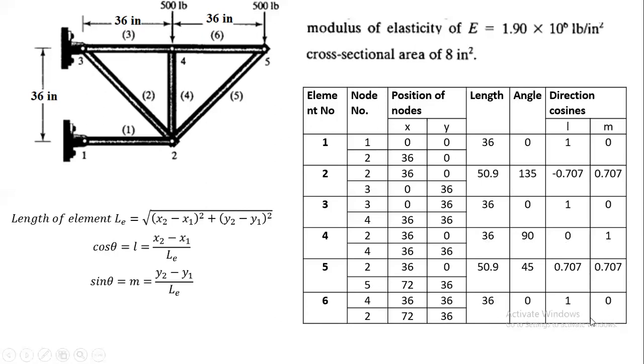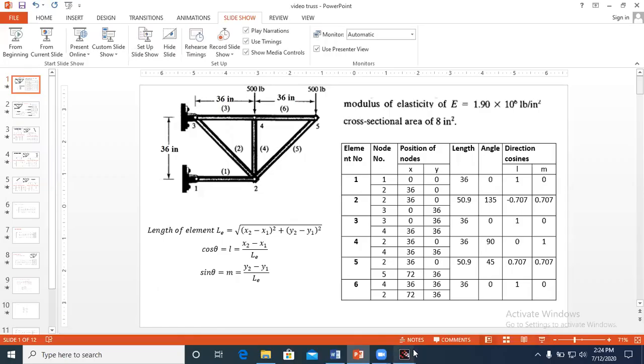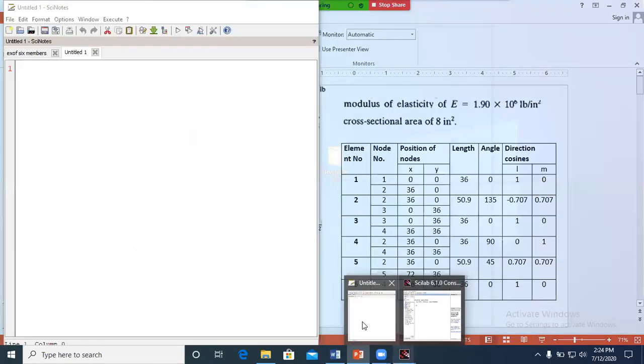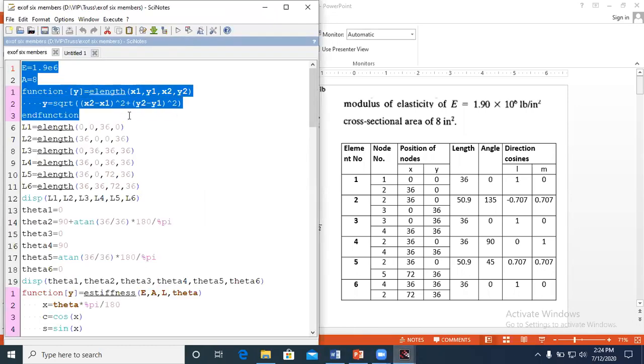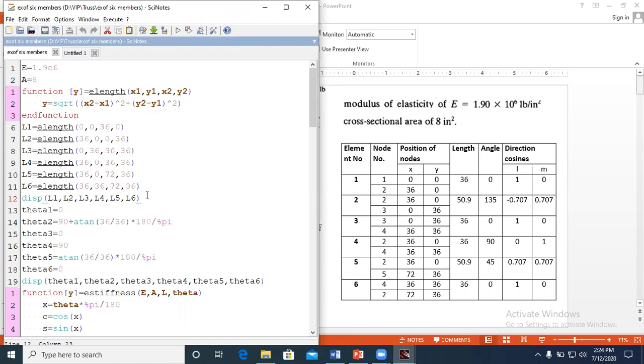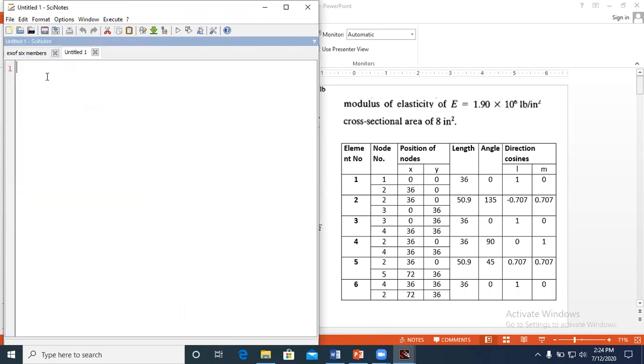Up to here, I will show you how to do the codes up to this step by using Scilab. So I will open Scilab and then the Scilab notepad. I will write here. First input E is equal to 1.9E6. Next A is equal to 8.